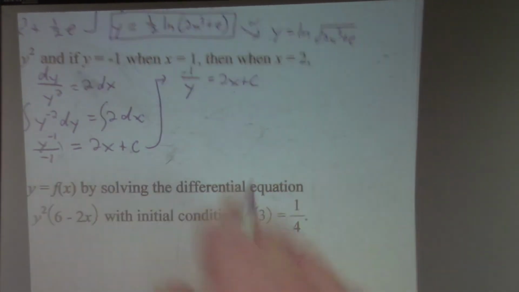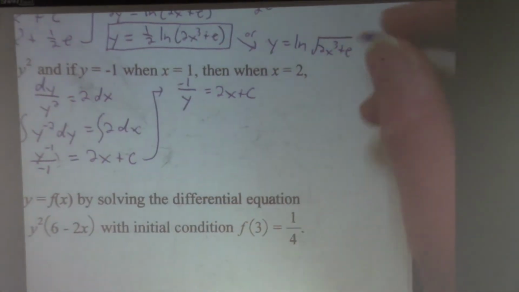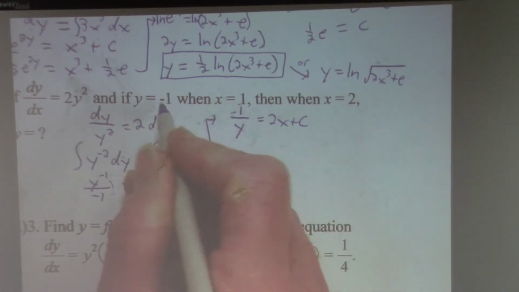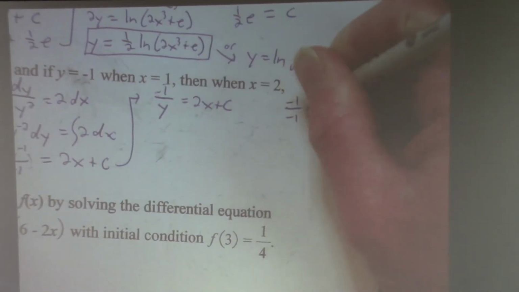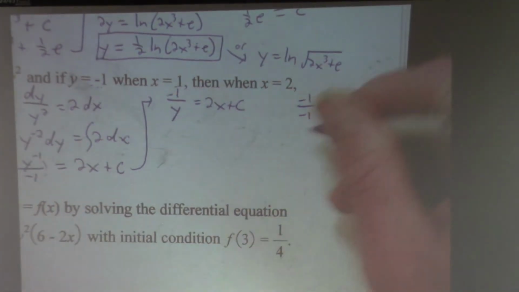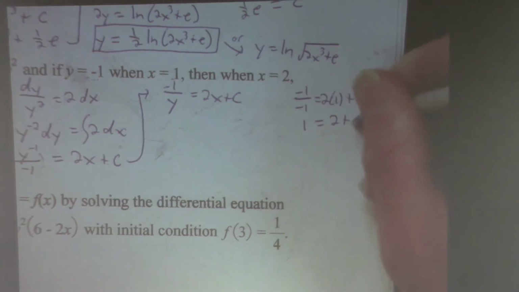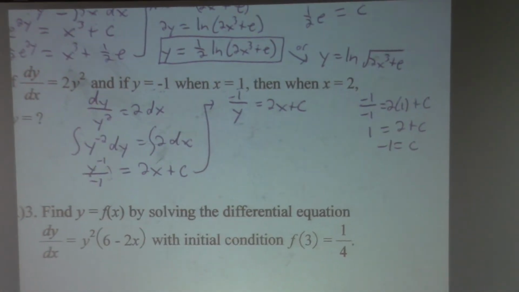So, if I wanted to let this stay my main work, I could come over here on the sidebar and find c. The initial condition is that when y is -1, x is 1. Y is -1 when x is 1. So let's come over here and put in a -1 for y and a 1 for x, and let's find c. -1 divided by -1 is 1. 2 times 1 is 2. So it looks like c is -1 with just a little bit of algebra 1 work there.